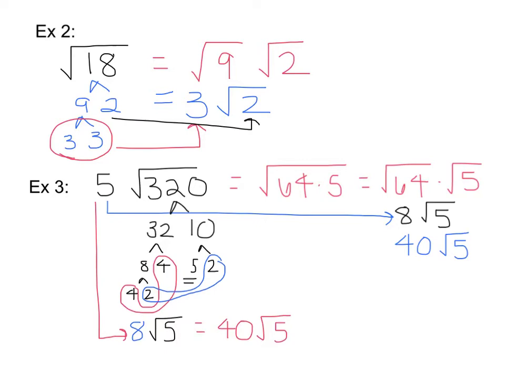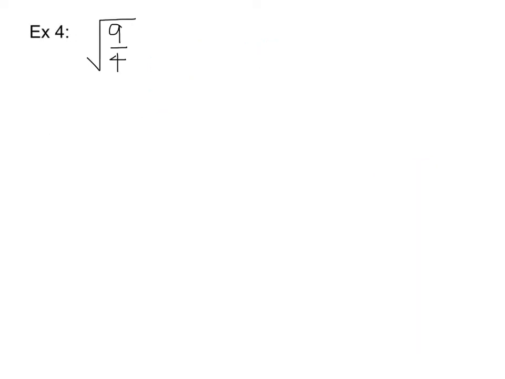Example 4, we have the square root of 9 divided by the square root of 4. So your division property allows you to take the square root of the top and then the square root of the bottom. The square root of 9 is 3, the square root of 4 is 2, so your answer is 3/2.